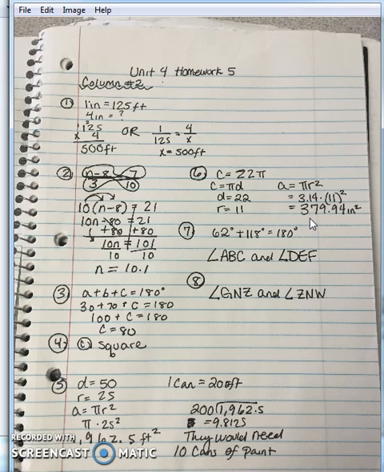Number 7 says, which angles are supplementary? You're looking for the 2 angles that add up to 180 degrees, and that would be angle ABC and angle DEF. Number 8 says, name the pair of complementary angles. We're looking for 2 angles that add up to 90 degrees. So that would be angle GNZ and angle ZNW.